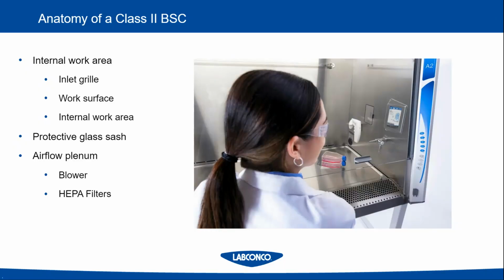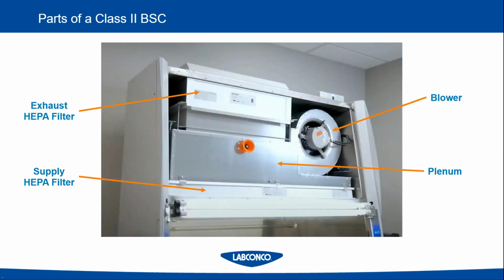And then up above in the plenum is where all of the air handling happens. And this is what the plenum looks like. On the right side is the blower, which powers the entire biosafety cabinet. The plenum in the center is an air distribution center. It distributes air either through the supply HEPA filter on the bottom or through the exhaust HEPA filter on the top. And this is really the heart and lungs of the biosafety cabinet.